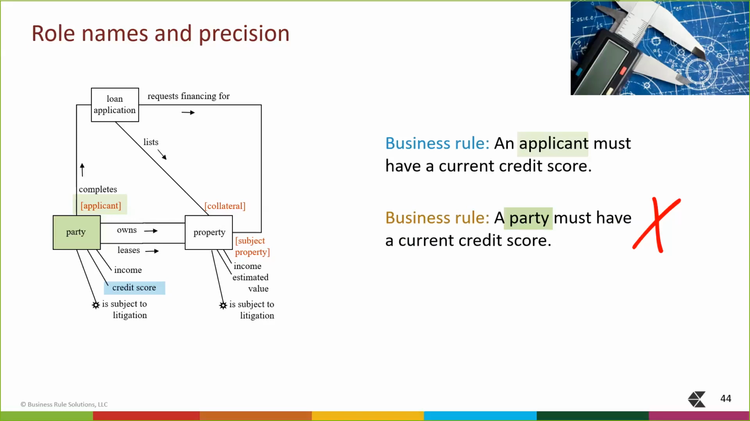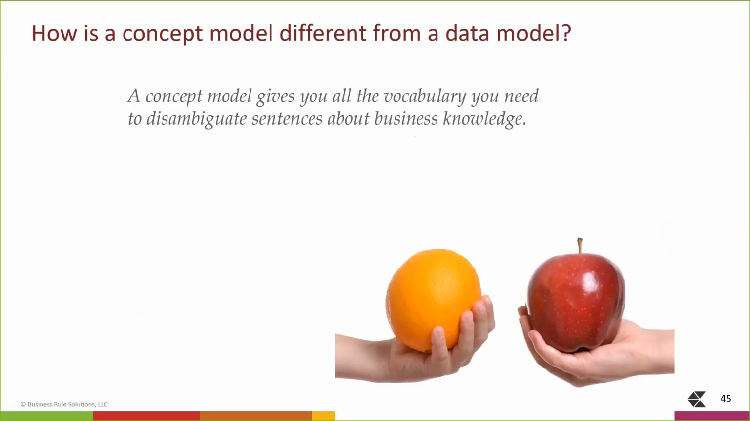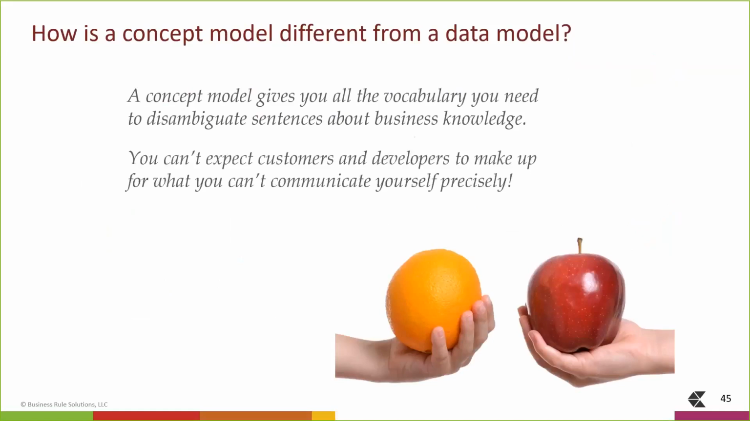And what I'm going to contend is that there's never been really a data model that's ever been created to help you disambiguate natural language statements, which is to say, to address the problem of knowledge and its capture, expression. And that's ultimately the point I want to make, is that a concept model gives you all the vocabulary you need to disambiguate sentences about business knowledge, not just about data design. And you can't expect customers and developers to make up for what you can't communicate precisely.